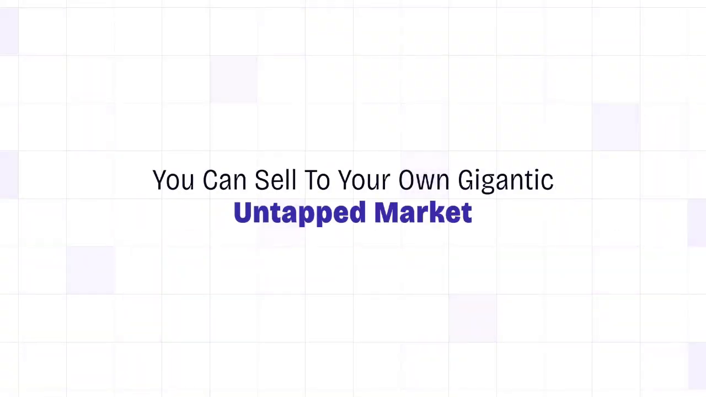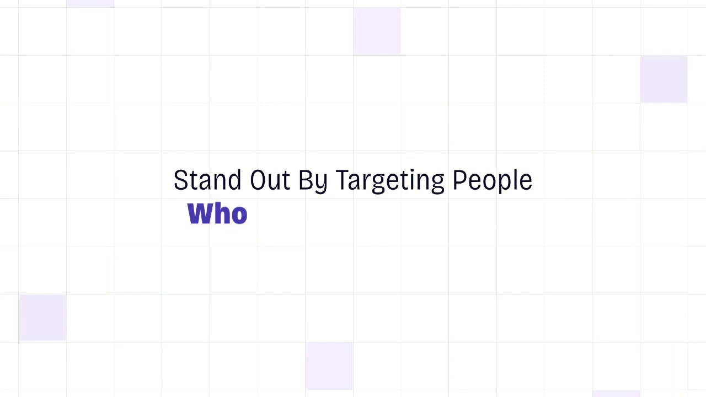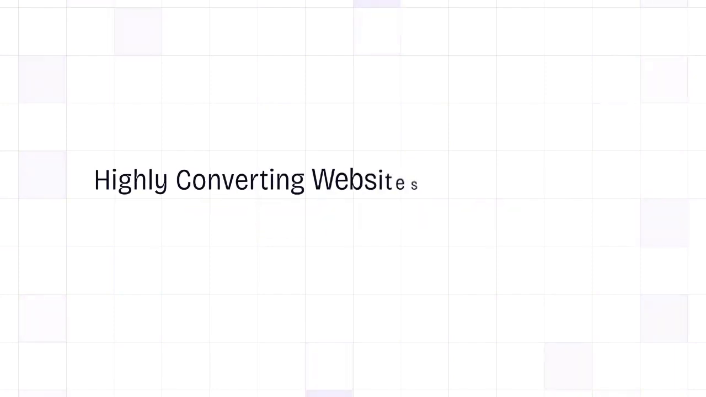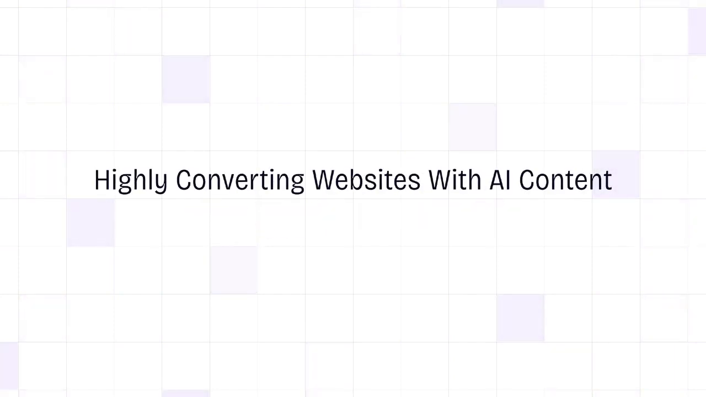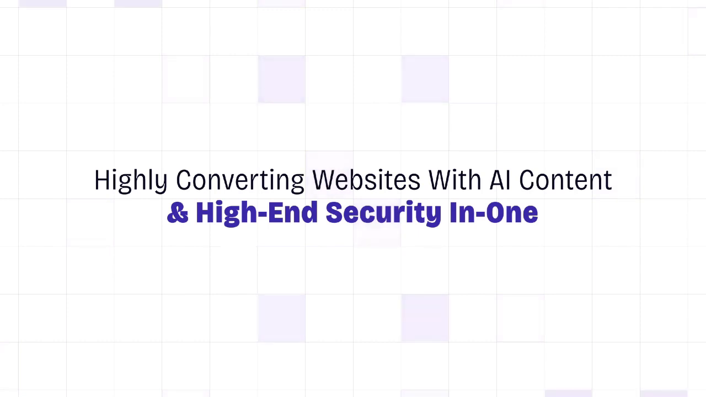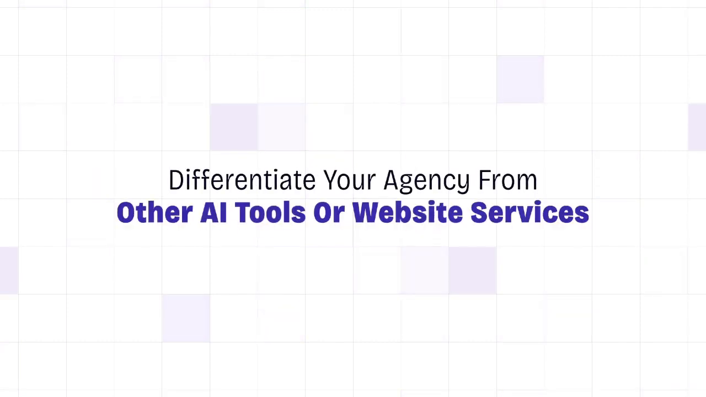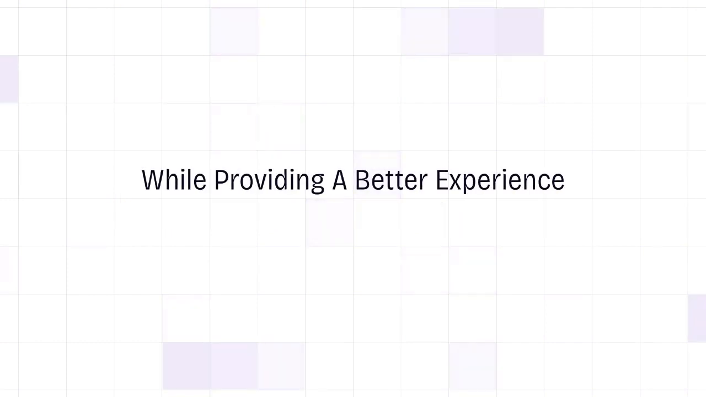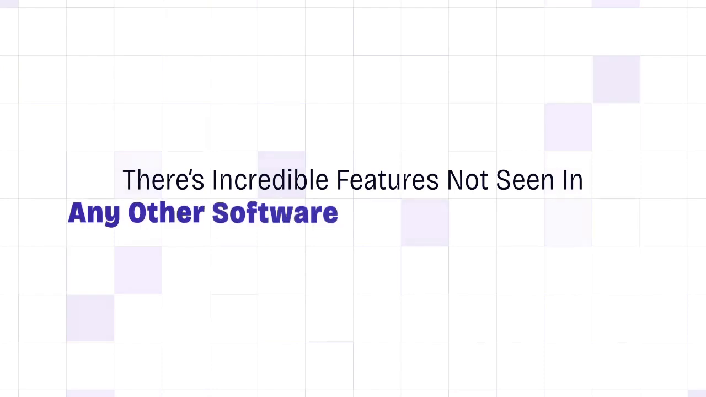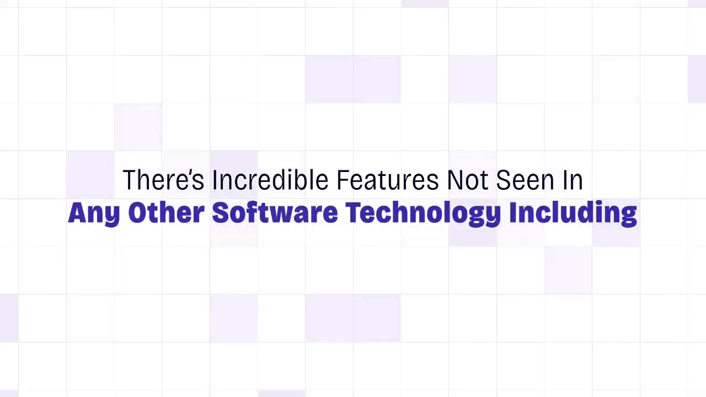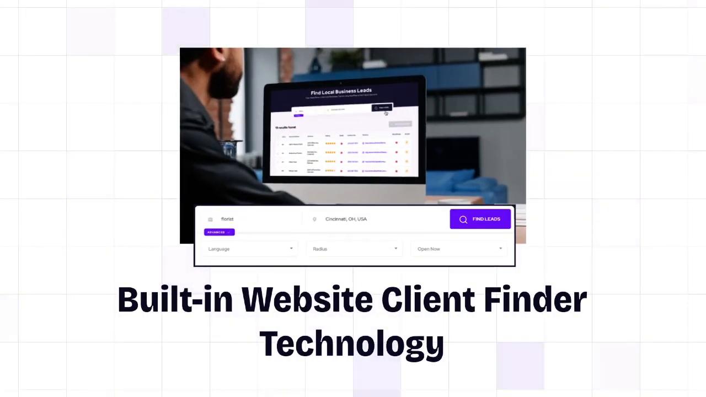Now you can sell to your own gigantic untapped market and stand out by targeting people who need customizable, highly converting websites with AI content and high-end security in one. Differentiate your agency from other AI tools or website services while providing a better experience for more revenue. There's incredible features not seen in any other software technology, including built-in website client finder technology.